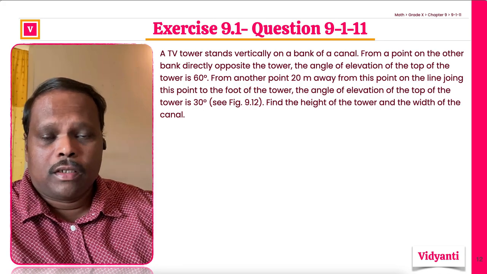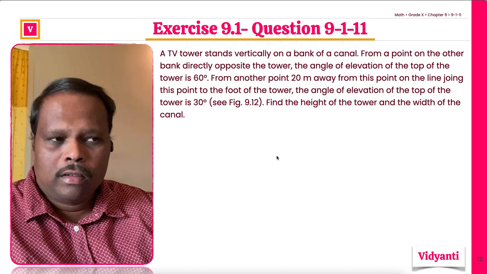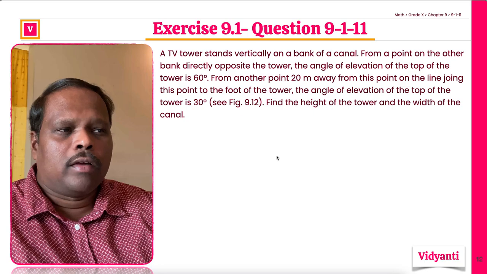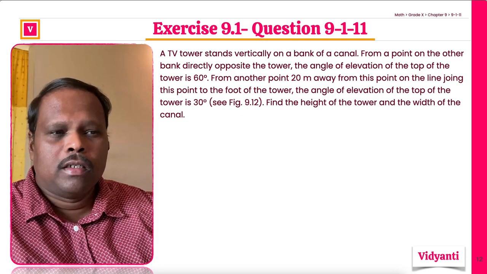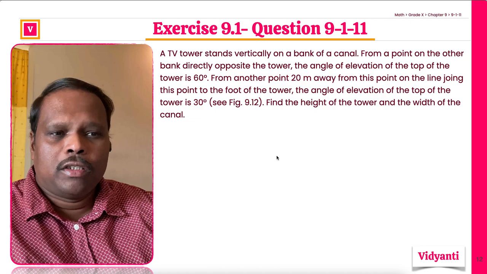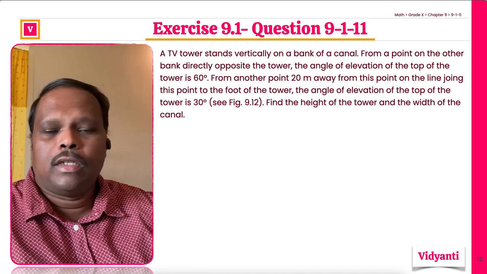Let's see the next question in this exercise. A TV tower stands vertically on a bank of a canal. From a point on the other bank directly opposite to the tower, the angle of elevation has been given as 60 degrees. From another point 20 meters away from the first point, on the line joining this point to the foot of the tower, the angle of elevation of the top of the tower is 30 degrees.